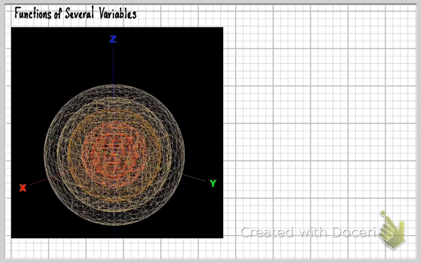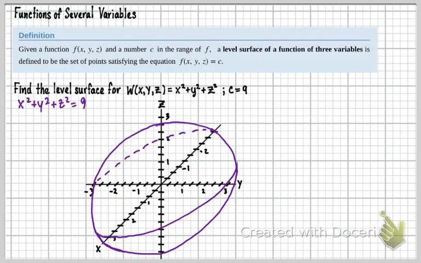So anyways, that just gives us a visual of what we could be seeing with that level surface of x squared plus y squared plus z squared equals 9.